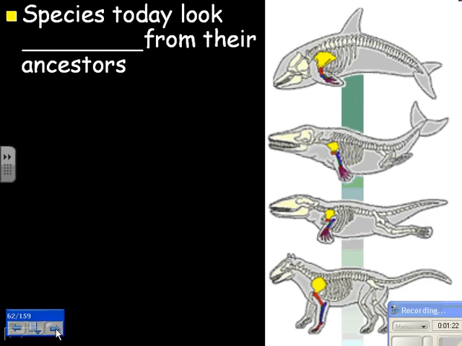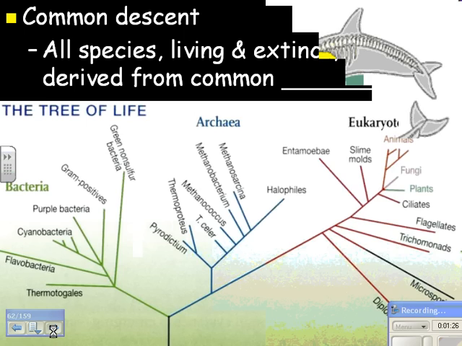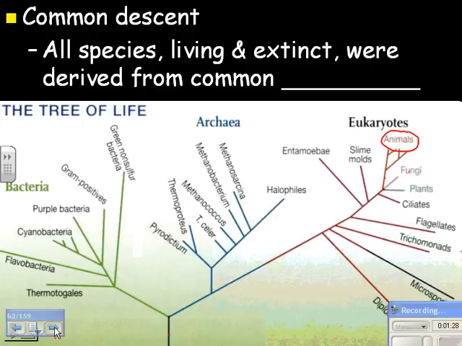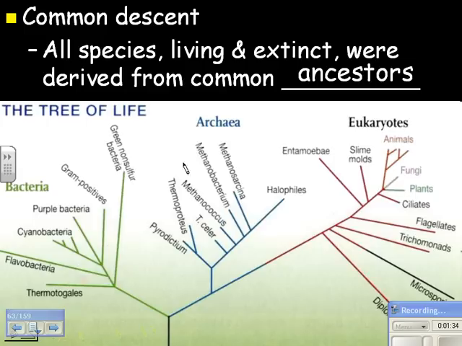So species today look different from their ancestors. But all species living and extinct were derived from a common ancestor. So this is the tree of life showing all the diversity that's on the planet today. Here's the common ancestor, and from there, the bacteria evolved, and the archaea evolved, and the eukaryotes evolved.